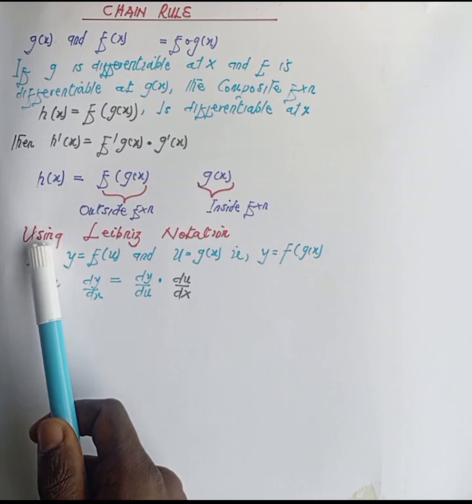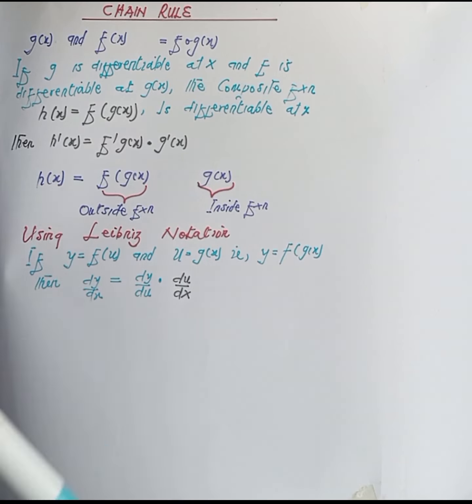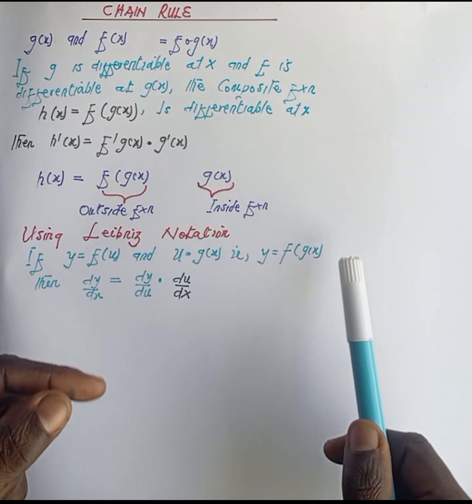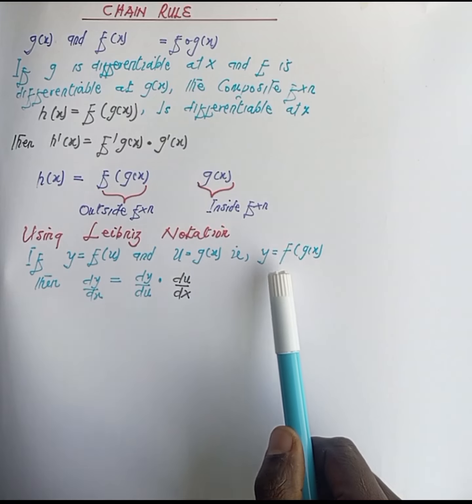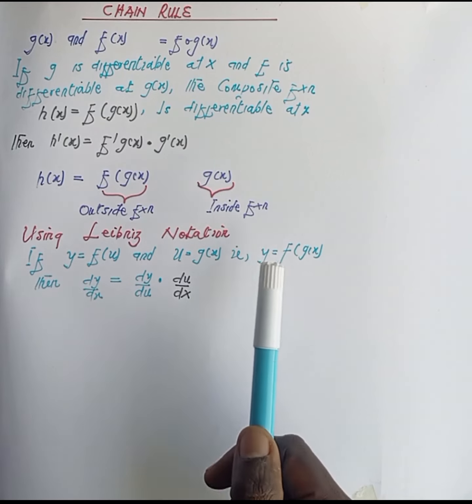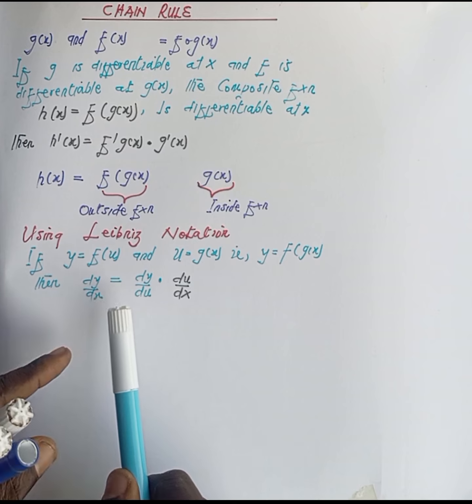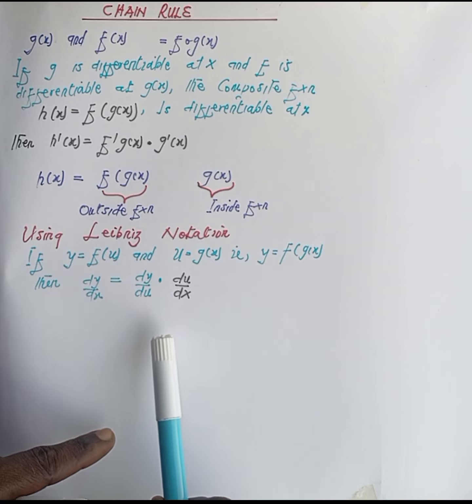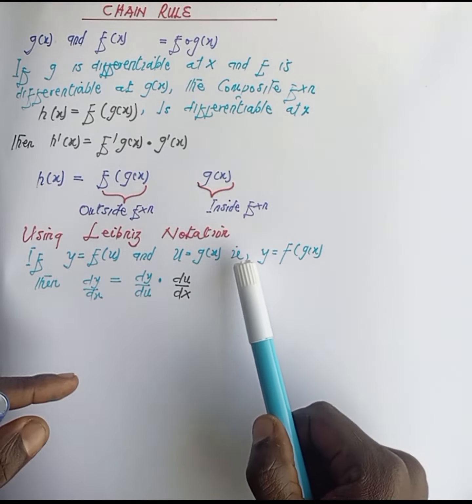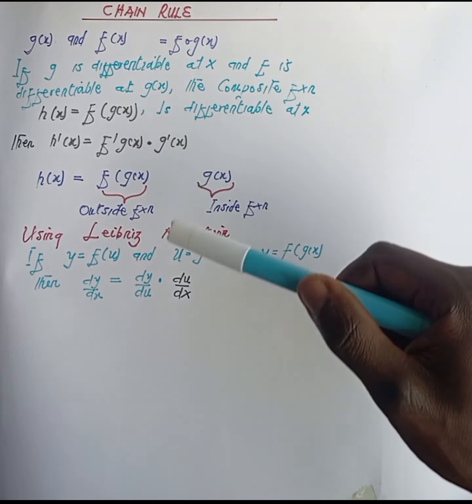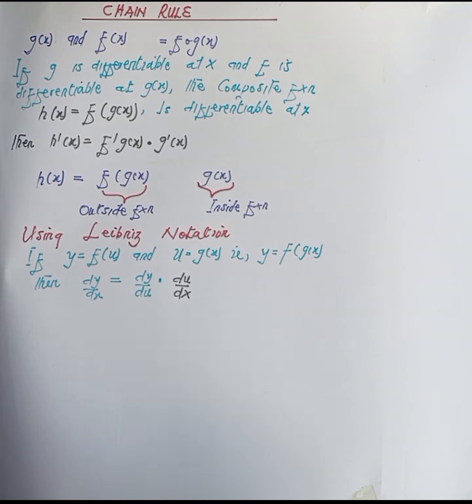Also, we can use the Leibniz notation to find the derivative of a composite function. If y is a function of u and u is a function of x, then we have a composite function in terms of f of g of x. The derivative of y, given as dy/dx, is equal to the derivative of y with respect to u, multiplied by the derivative of u with respect to x. We are going to take examples and see how best we can apply these two methods.